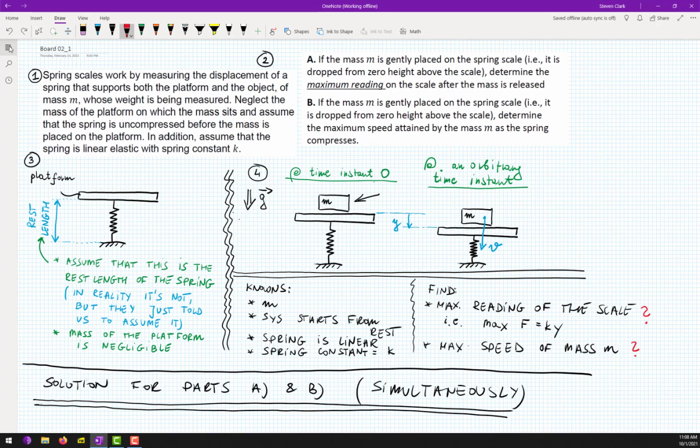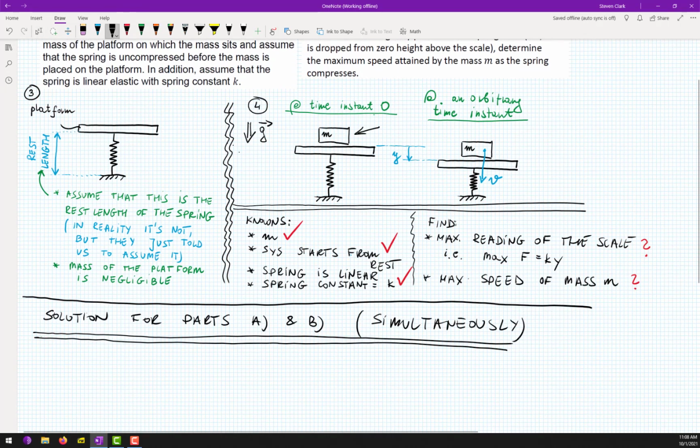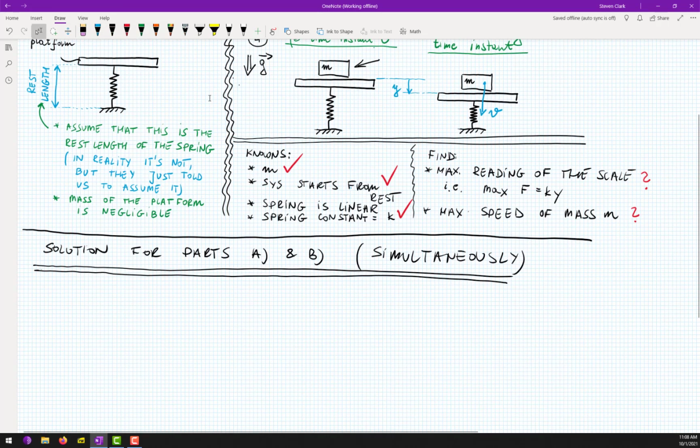Okay, and what do we know? We know the weight of the particle. We know that system starts from rest, and we know that the spring is linear. Okay. Any questions to the problem statement? If not, let's start our solution. Two parts A and B simultaneously.